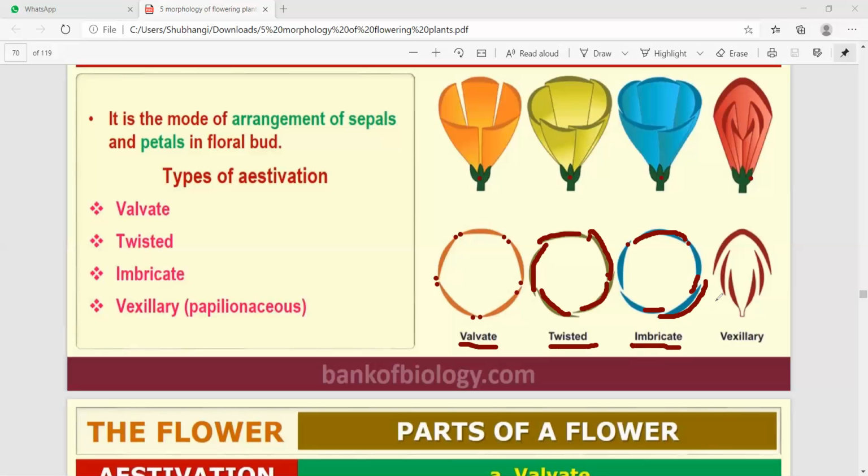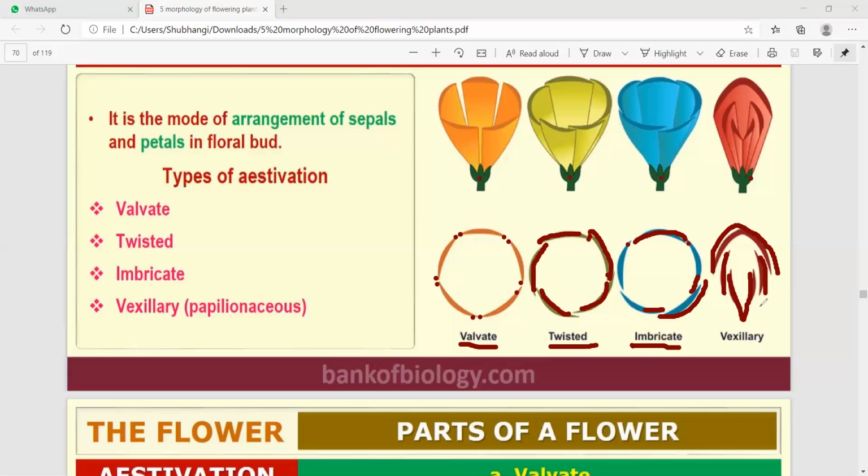So when there is no such definite arrangement of petals, it is called imbricate. Okay. And when the petals are like this, there is one big petal, that is called the standard. Then there is the vexillary, the bigger one. Then there are two wing petals, and the lowermost two petals are fused together. That is called the keel.